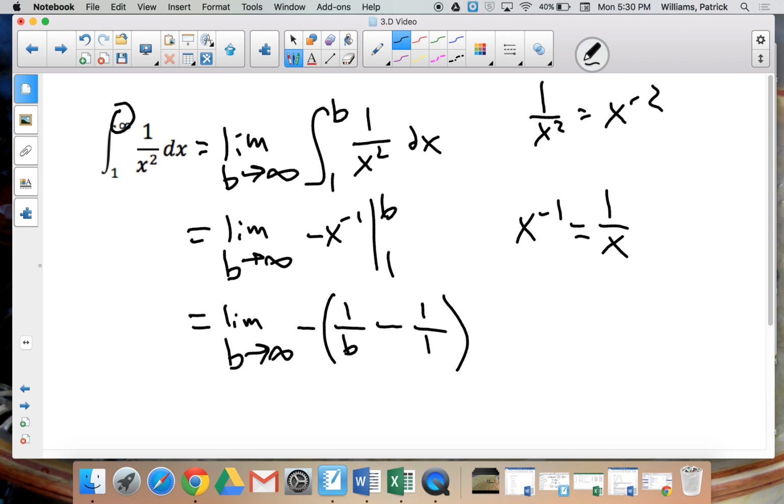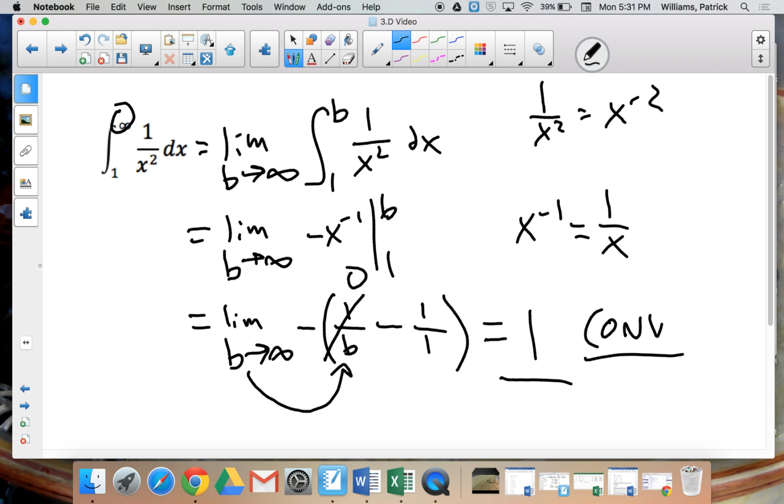And so if we see this, when we plug in our limit b equals infinity, well, what happens when we put infinity in that denominator? Well, that goes to 0, because 1 over something that's infinitely large is going to be 0. So the answer we're left with, in this case, the negative cancels each other out. We're just left with 1. So therefore, this integral converges, and it converges to that value.